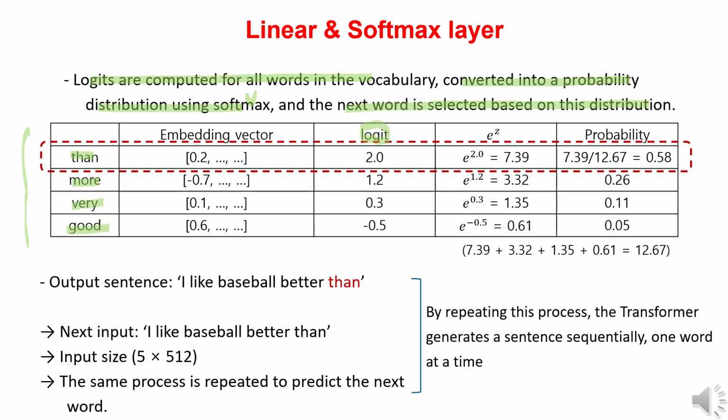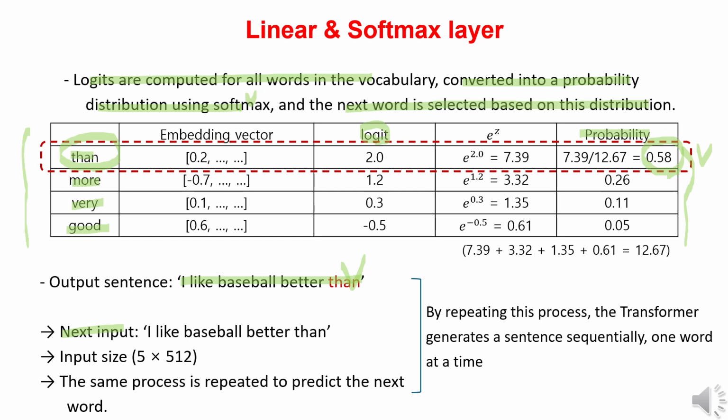When the softmax function is applied, a probability distribution over the next word is obtained as shown below. As you can see in the table, than has the highest probability of 0.58, so the model selects it as the next word. As a result, the sentence is extended to, "I like baseball better than." This result then becomes the input sentence for the next prediction.